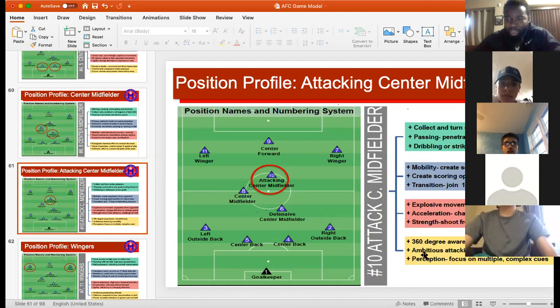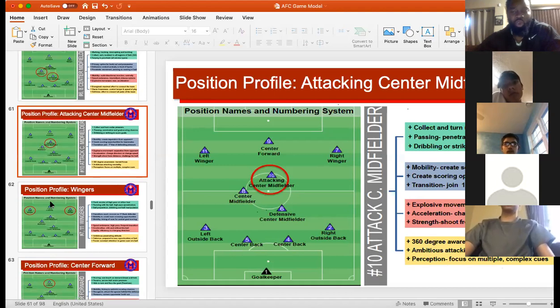You've got to have ambition to attack. You've got to have perception to focus on multiple tasks. So different stuff like that when you play in that position.